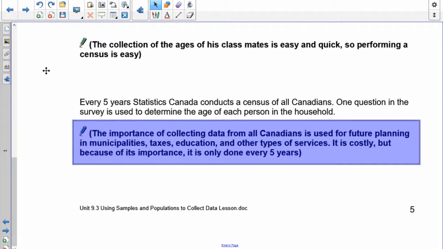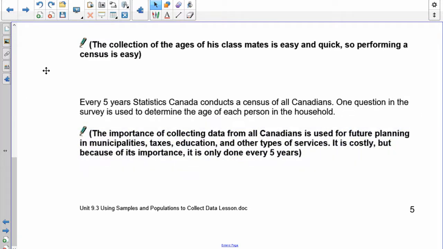Now the census is very expensive, but it's very, very important. The importance of collecting data from all Canadians is used for future planning in municipalities, taxes, education, and other types of services. It tells whether towns are growing or growing smaller. It talks about the cities, their planning, whether they need new housing. All of this information is gathered.